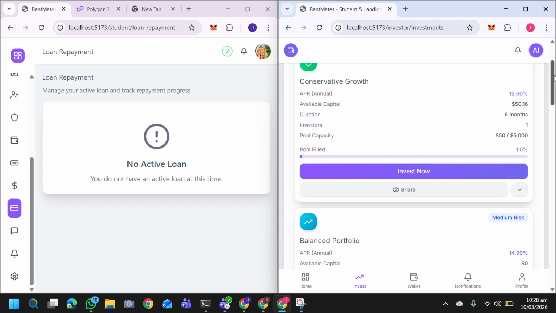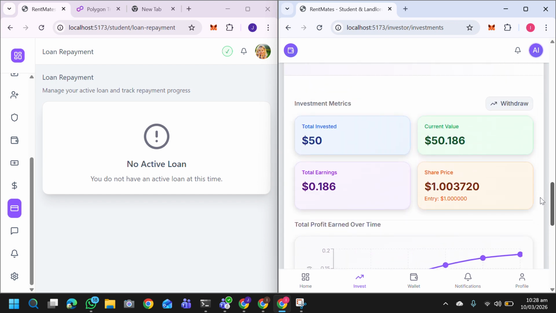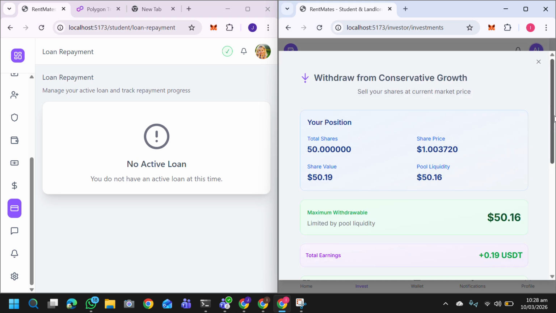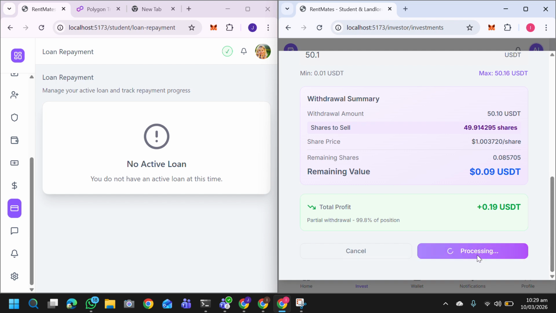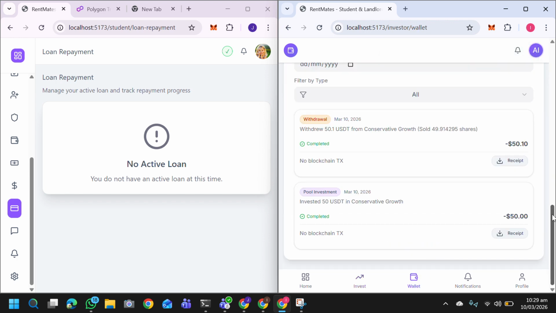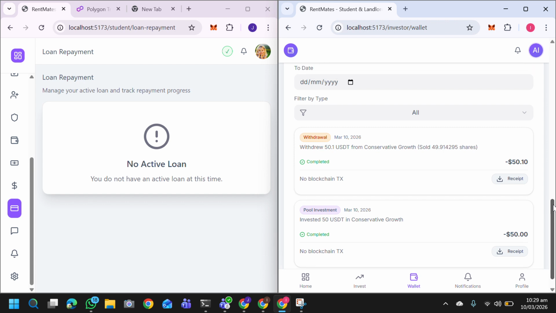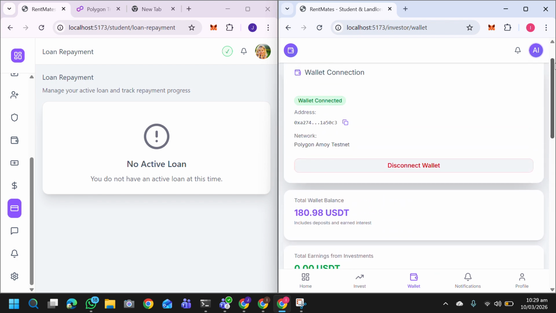Only a 0.02 difference. So let's suppose he tries to withdraw the amount, or maybe like one. Right? So confirm the withdrawal. Portfolio is updated. The withdrawal was successful. We can move into the wallet and see that the investment has been received. Since it's an off-chain transaction, it is being shown here, and the balance has increased accordingly.